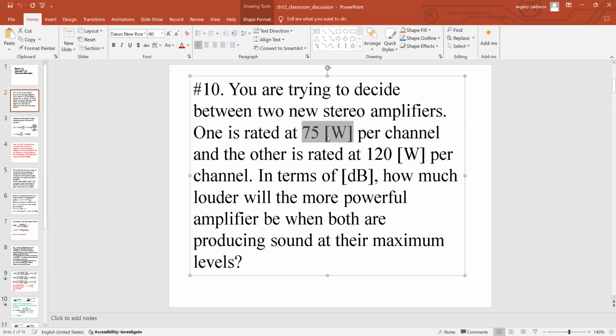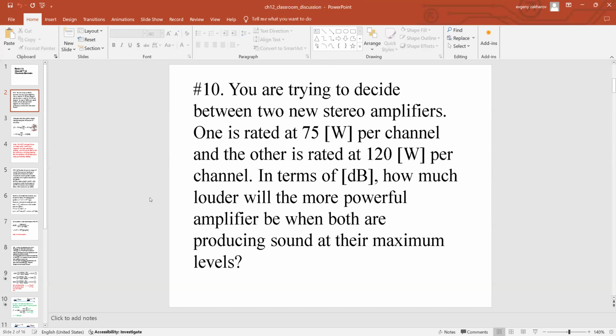You can see the power is 75 watts per channel, and the other one is 120 watts per channel. Let's see what is the real difference here in terms of decibels, in terms of loudness, in terms of this convenience scale that we discussed as an alternative to System International, because System International would be watts per meter squared. Let's see how it's going to go in decibels. So which one is more powerful?